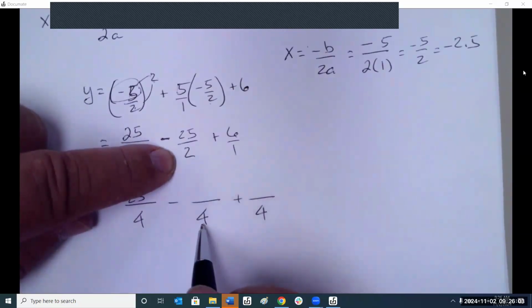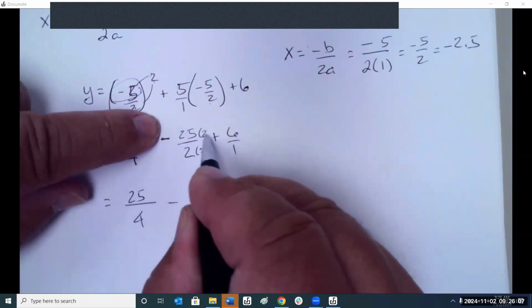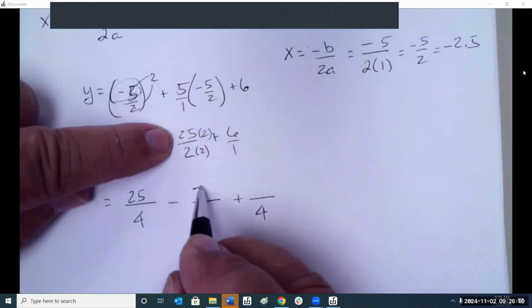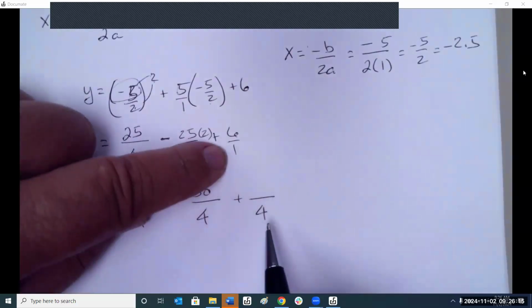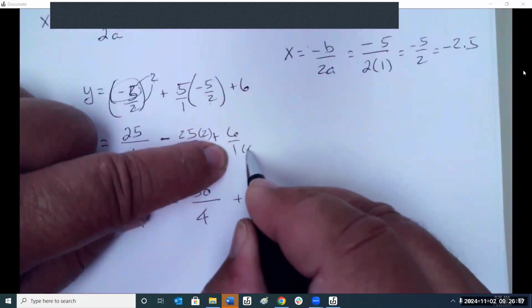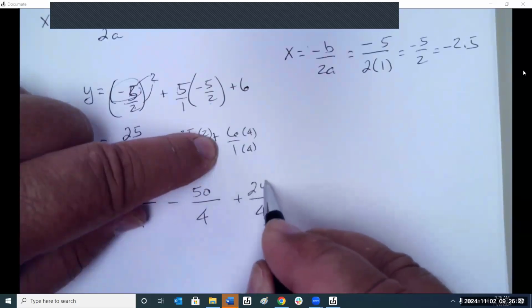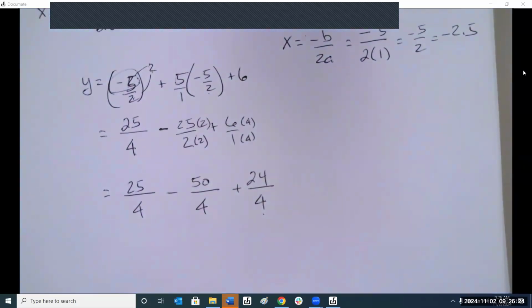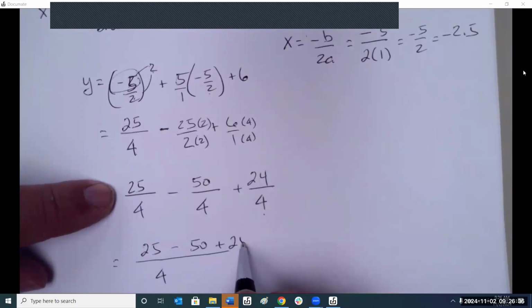That one's already 4, so leave the top alone. What times 2 is 4? 2. So we have to multiply the top. 25 times 2 is 50. What times 1 is 4? So multiply on top. So 6 times 4 is 24. They're all 4s, so we just worry about the top: 25 minus 50 plus 24.